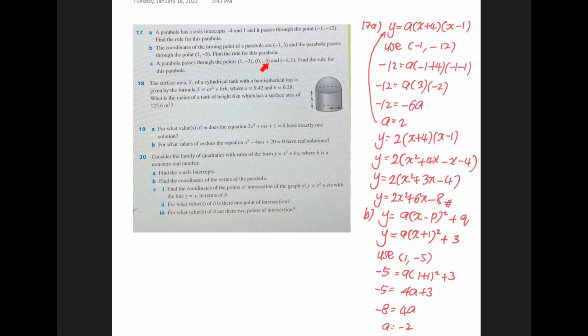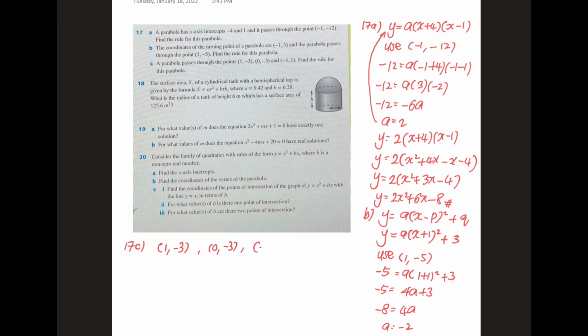And now let us look at C then. A parabola passes through the point this, and this. Find the rule for this parabola. Okay, so this is going to be more working to do. Let's say I do it here, 17C. We don't have the x-intercepts; if you have the x-intercepts, you can do it like this. This is the first technique basically. If you have the turning point, then you can do it like this. This is the second technique. Now 17C is going to be the third technique.